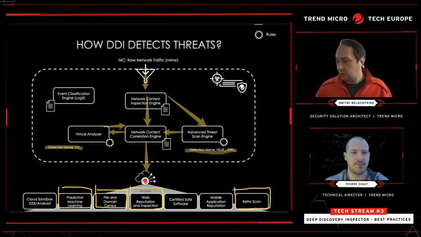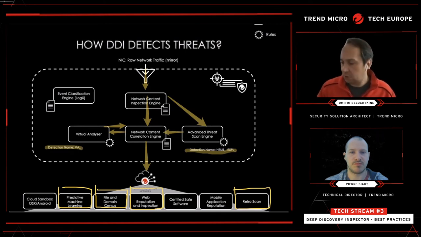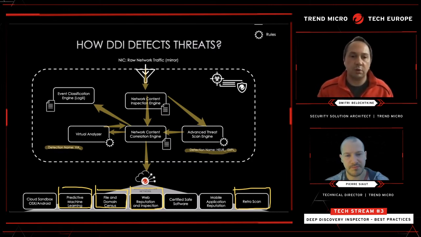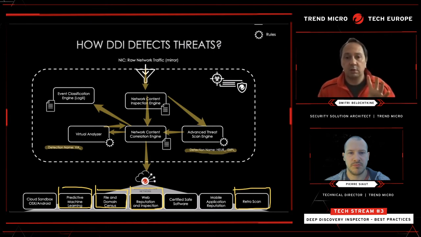Okay, so the last box I didn't talk about is the event classification engine, LogX. The network content correlation engine will use this engine to enrich the context. For example, LogX will be able to see DHCP, RADIUS, DNS and so on, and it will be able to create a context around an internal IP address. So you can see the MAC address, the operating system, the users who were maybe authenticating and so on. That helps later in understanding the detections when you work with them, and especially the stage of the attack.